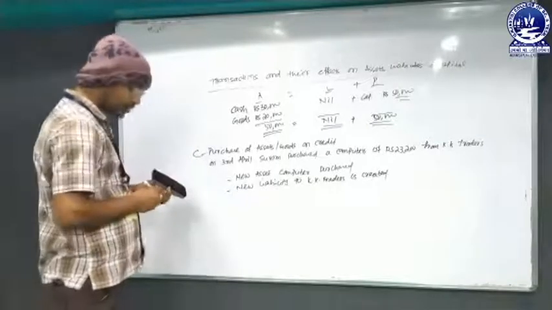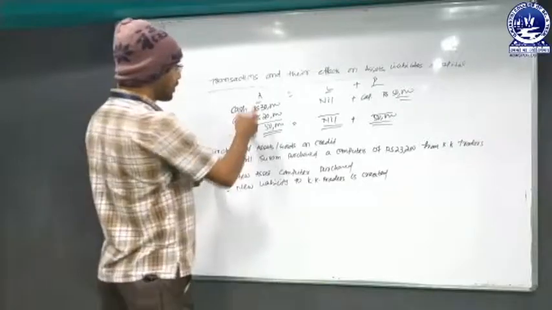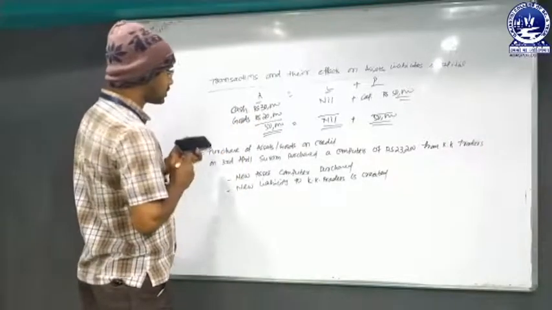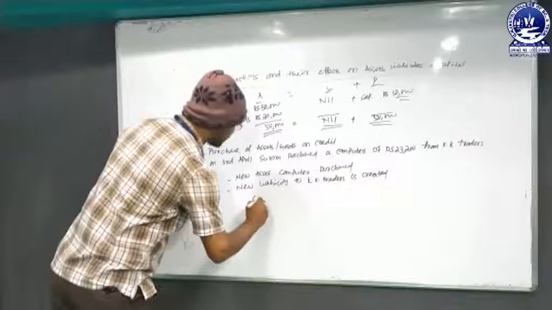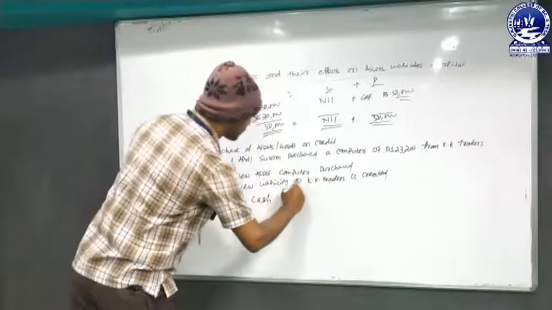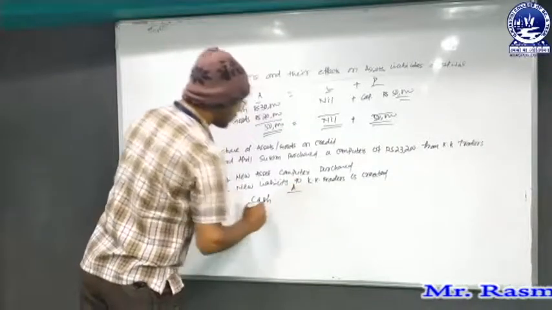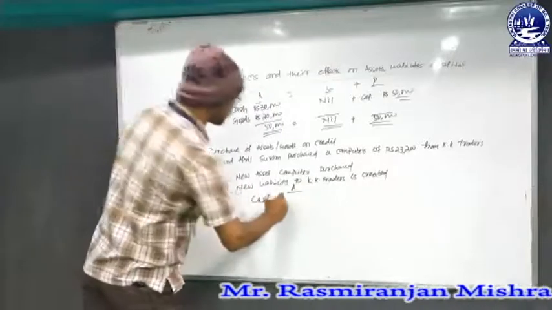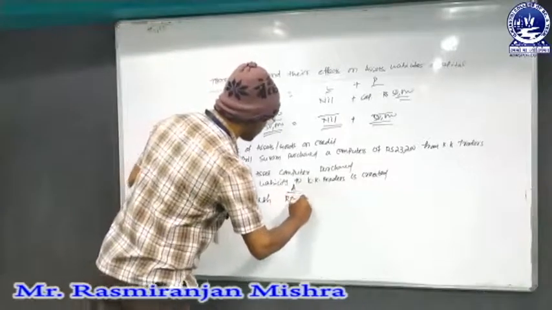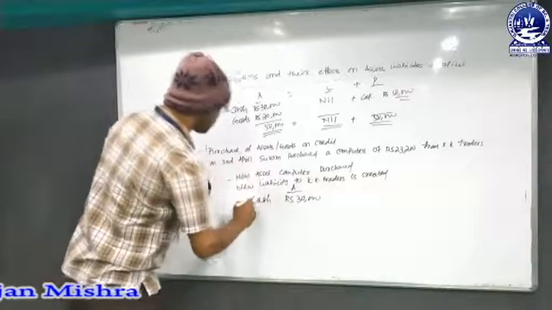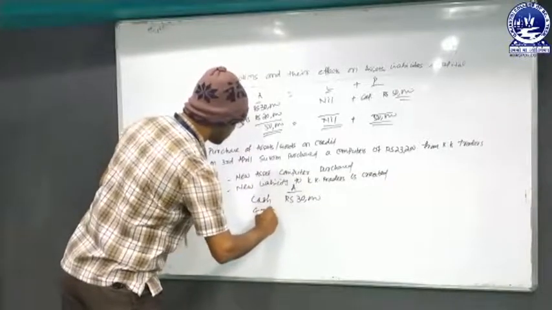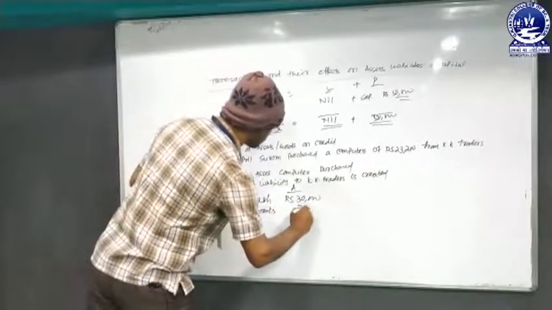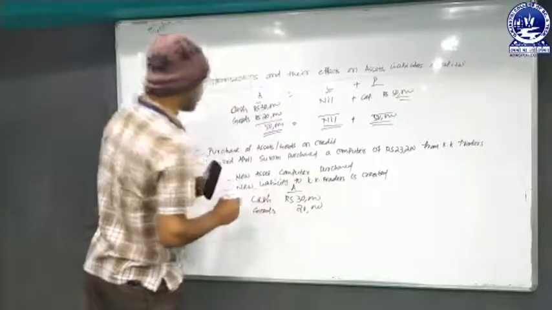Taking into consideration the previous transaction, the amount of assets is equal to 50,000. Under that, one is cash. As the current transaction is on credit, the cash is never affected. So the cash amount remains the same, that is 30,000. The goods purchased previously, that 20,000, remain the same and are never affected.